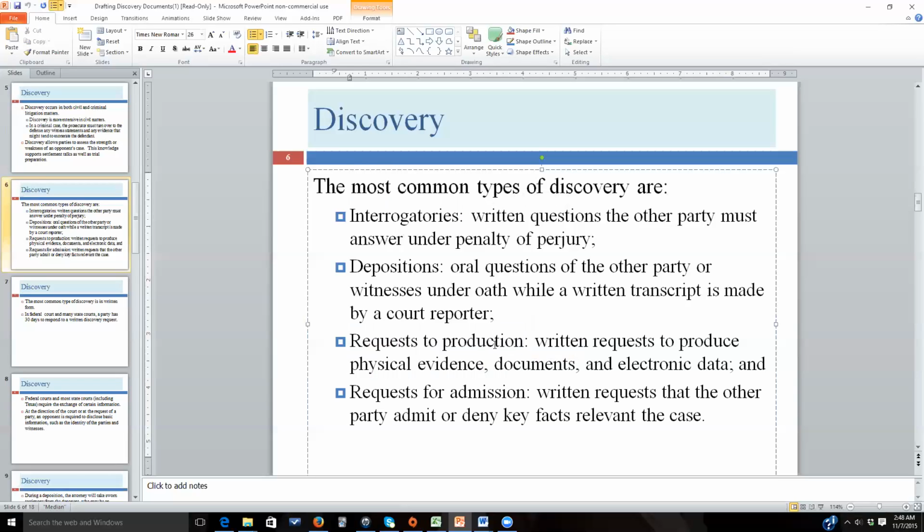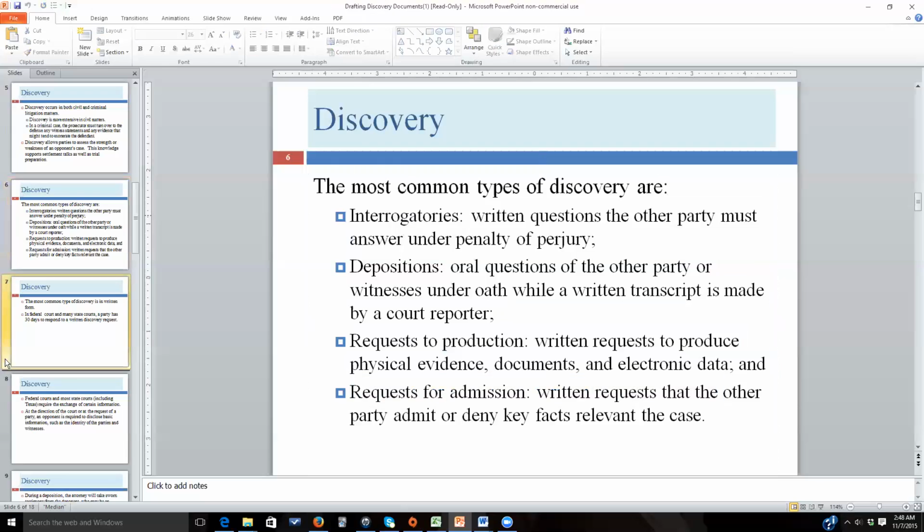There can also be requests for admission, and these are oftentimes the last discovery tool that's used. Again, these are written. In fact, everything on here is written except for our deposition questions. These are written questions. They can only be to another party, and it's kind of like a true-false test.